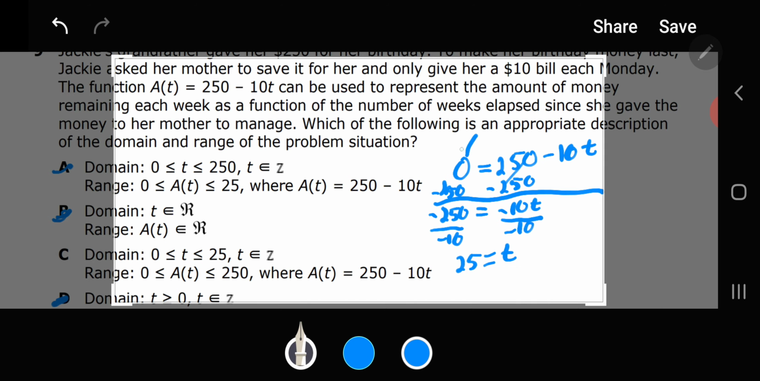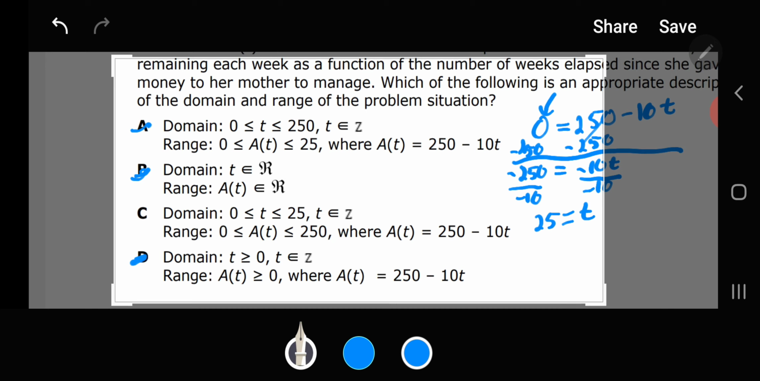Hence, once again, that's why I put a 0 here for the $0. So our domain, of course, is the time is greater than or equal to 0 weeks, but less than or equal to 25. And t, of course, is an element of the integers because 1, 2, 3, 4, 5, etc.